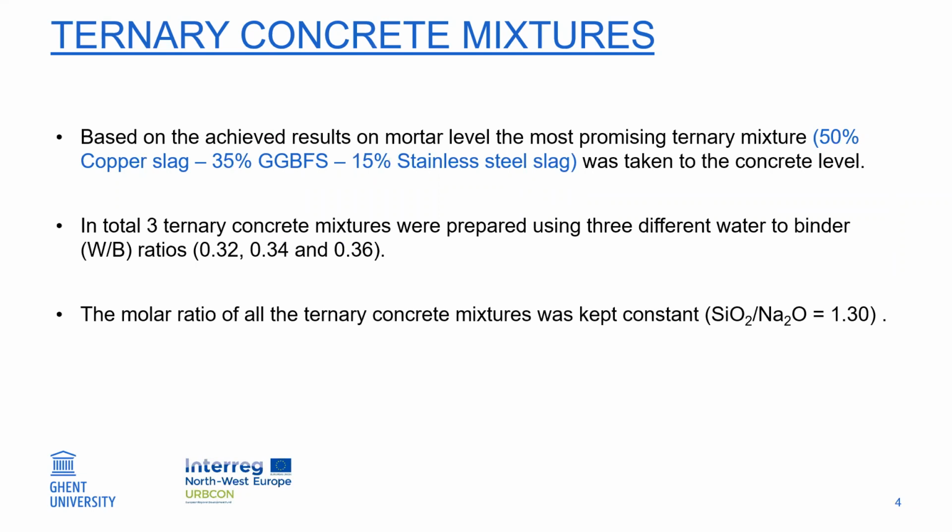In total, 3 concrete mixtures were prepared using 3 different water to binder ratios to study the influence of different water to binder ratios on the fresh and hardened properties of the ternary alkali activated concrete mixture. The molar ratio of all the ternary concrete mixtures was kept constant at 1.3.